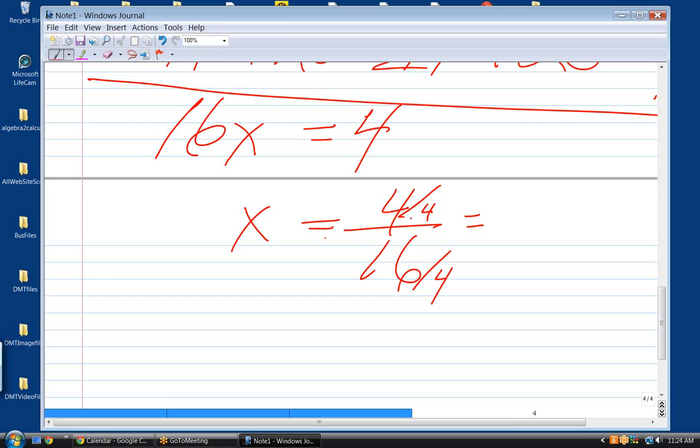What's the top? What's 4 divided by 4 equal? Going to be 1. And what's the bottom? 16 divided by 4. 4. There's your answer. In other words, you had the right number, you just didn't have it in the right ratio. But it's important to think about it like that. In other words, when you have a smaller number divided by a bigger number, your answer better be less than 1. Otherwise, you've done something wrong.